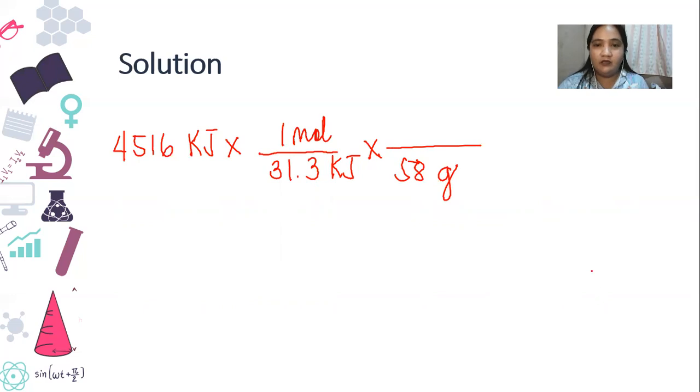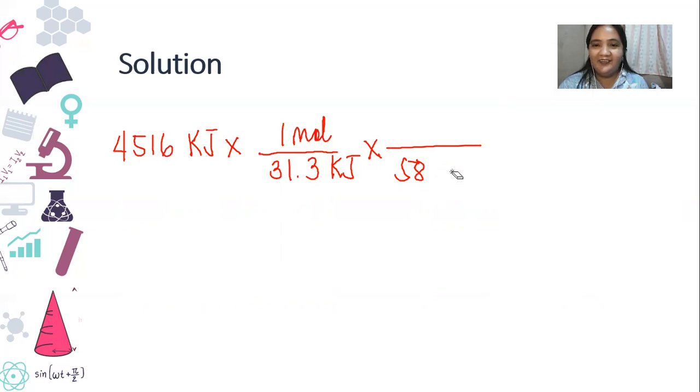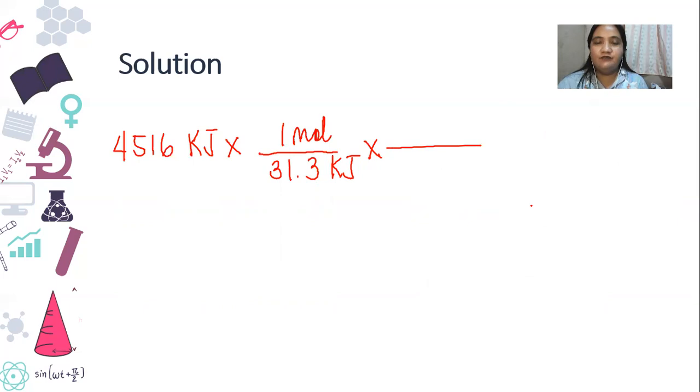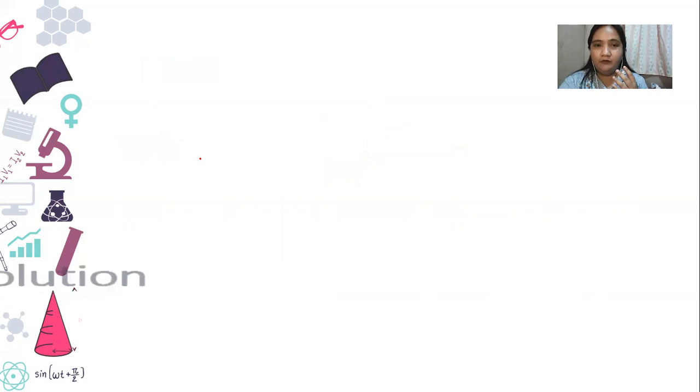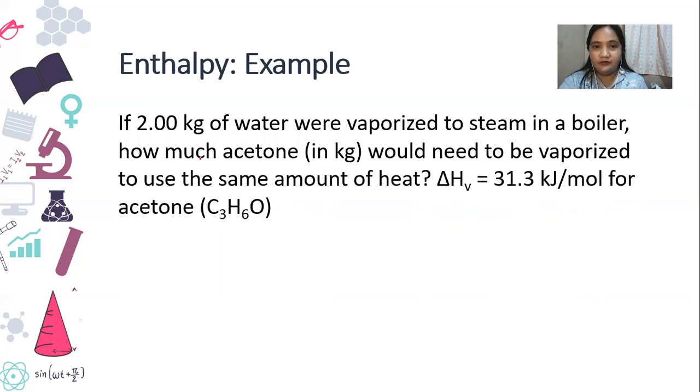Let's get my pen tool again. It's 58 grams per mole. So for acetone, that's 58 grams per 1 mole. So if you're already trying to check if what you're doing is correct, mole, mole, kJ, kJ. And what's actually missing in the problem? We're actually looking for what? How much acetone in kilograms?